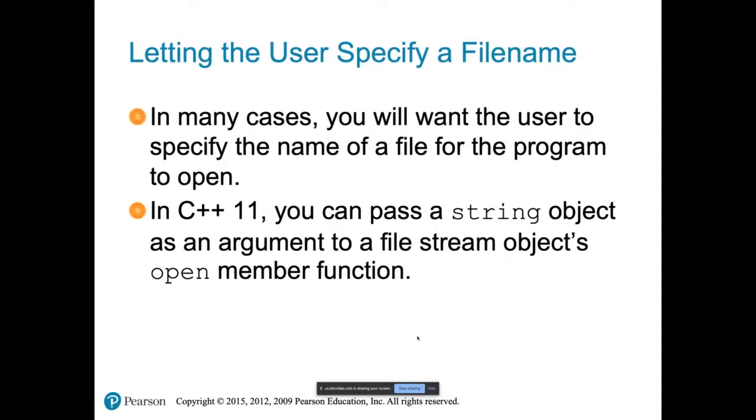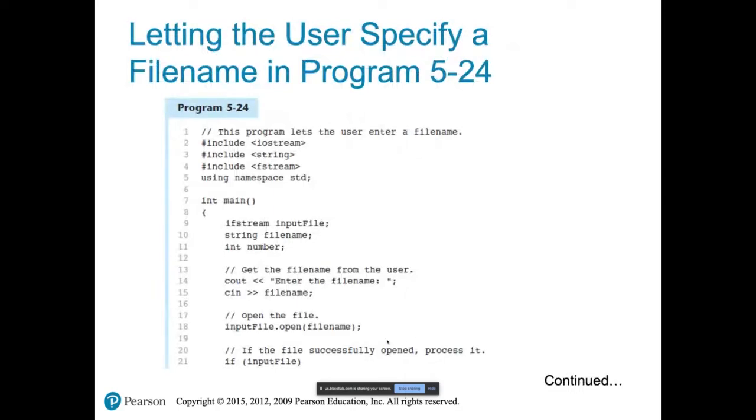In many cases, you will want the user to specify the name of the file. In C++, you can pass the string object as an argument to it, so you can enter the user information in the file. Do not do this for your labs. You can do it for your lab 6, but remember, this is case sensitive. So if I type something in that's different, or try to open up something, it will not find it.